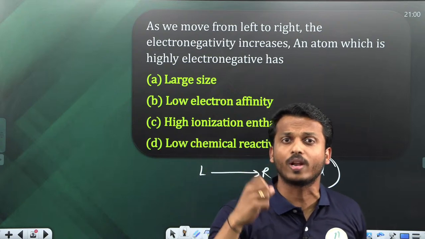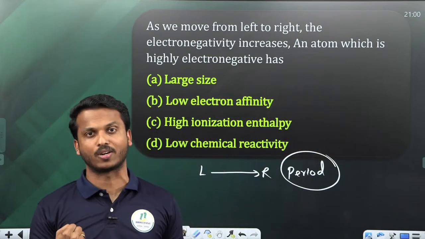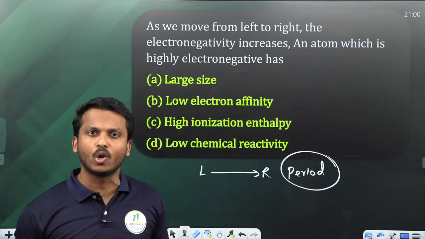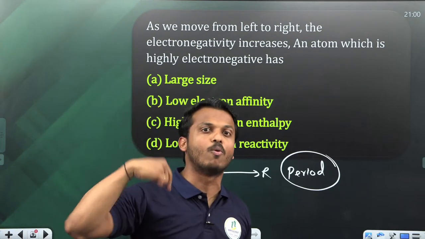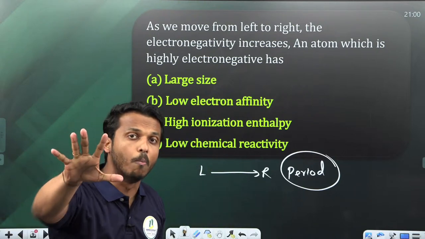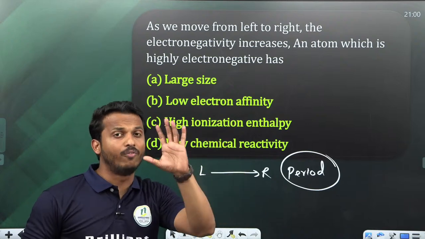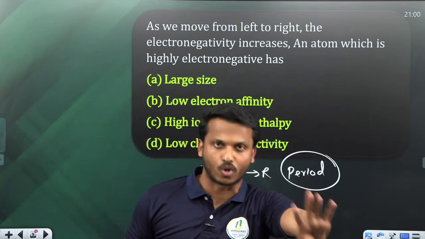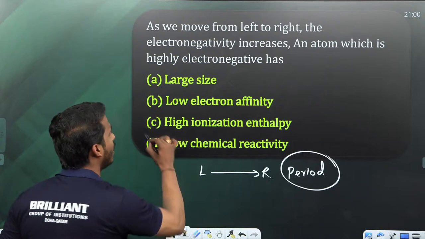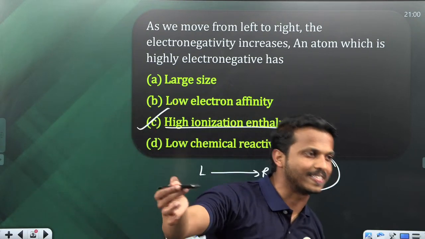What do you mean by high electronegativity? They are more ready to accept electrons. The one which is more ready to accept electrons is not ready to lose electrons. If you want to remove one electron, you have to give more energy. So the one with more electronegativity has very hard removal of electrons, meaning high ionization enthalpy. Yes, C is the answer.